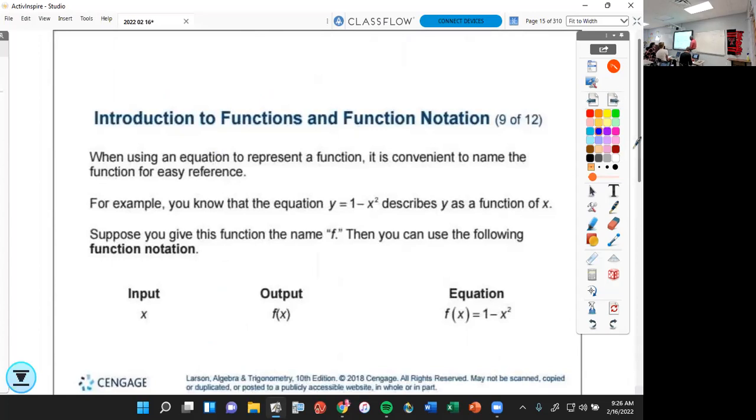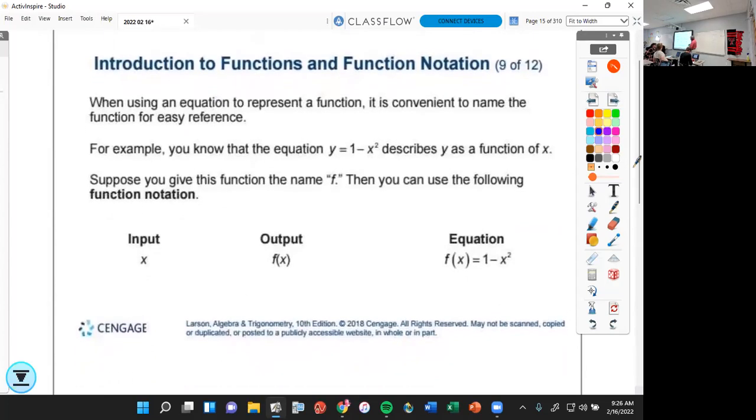When using an equation to represent a function, it's convenient to name the function for easy reference. Y equals 1 minus x squared is y as a function of x. We can change that to an f. So instead of having y equals 1 minus x squared, we change that to f of x. When you write it in function notation, you're saying, hey, this is a function. Just because it's an f doesn't mean that's why I'm saying function, okay? Because g of x is also a function, right? Yes. Okay. This function depends on x is what this is saying.